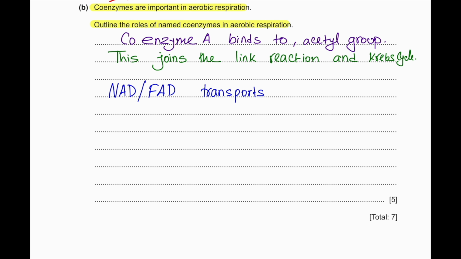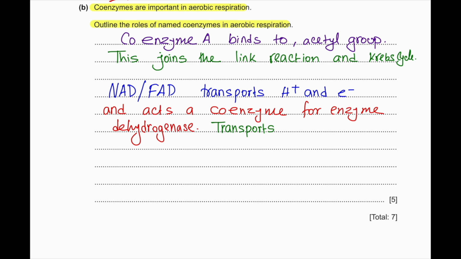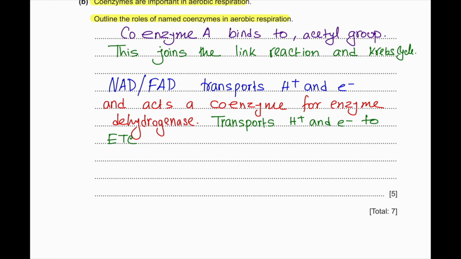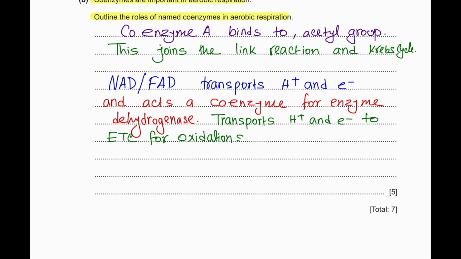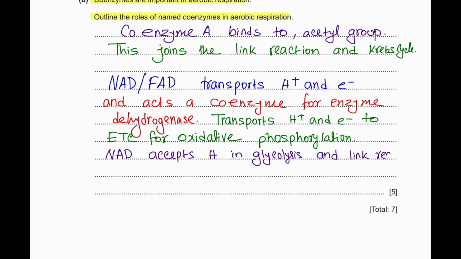NAD/FAD transports hydrogen ion and electron and acts as a coenzyme for the enzyme dehydrogenase. Thus, it transports hydrogen ion and electron to the ETC for oxidative phosphorylation. NAD accepts hydrogen in glycolysis and link reaction and Krebs cycle.